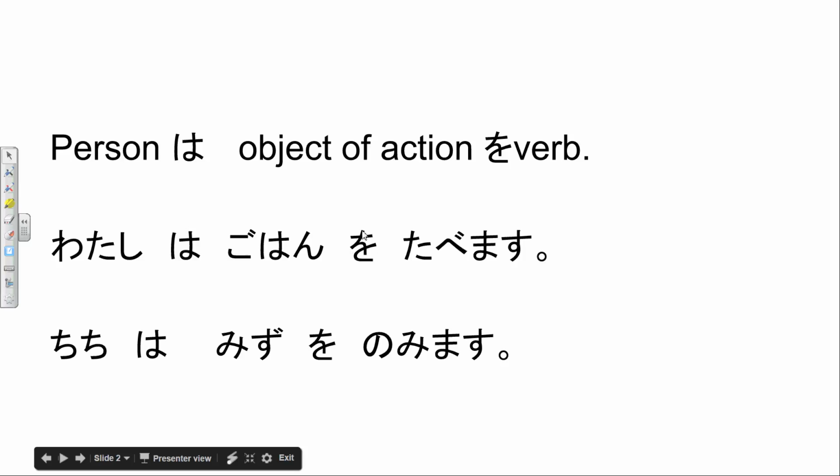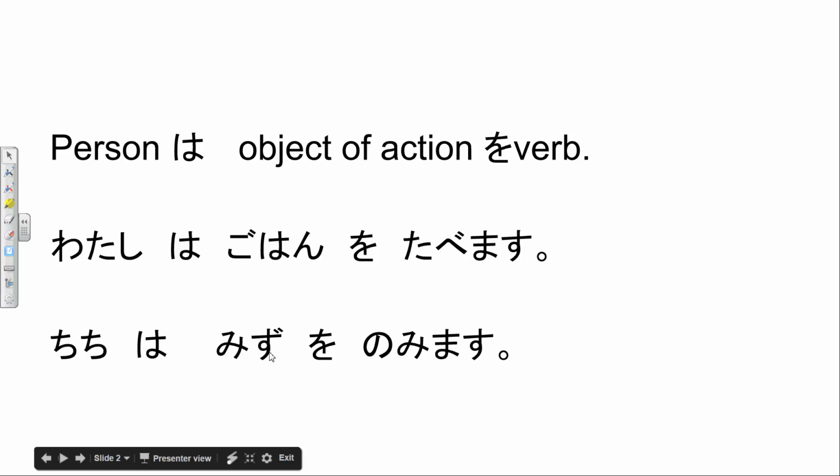This o is different from the a, i, u, e, o that you learned as part of the first 5 letters. This one is a particle. It always is by itself, and it always refers to the object receiving the action. So tabemasu, which means eat, gohan, rice. Rice gets eaten. Watashi wa gohan o tabemasu.